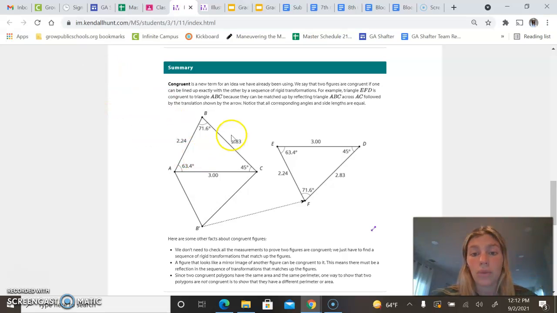So, for example, triangle EFD right here is congruent to triangle ABC because they can be matched up by first reflecting triangle ABC to here and then translating this new reflected triangle over through this arrow to where B becomes F. Now we can tell that they are congruent not only because they went through a sequence of transformations, but also because all of the corresponding side lengths and angles are the same.